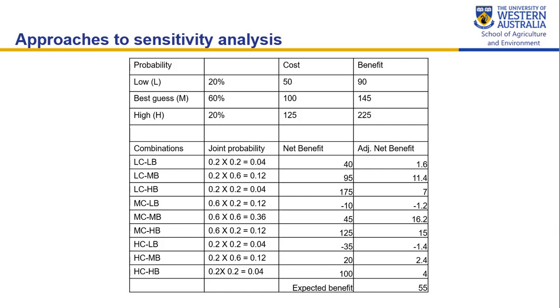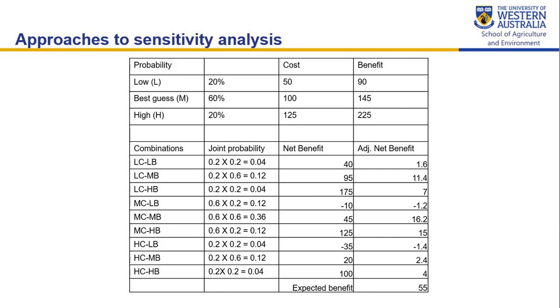The probability tells us that there is a 20% chance of getting a low cost of $50 and or a low benefit of $90. Conversely, there is a chance of getting high cost and or high benefit. Here we have assumed that there is a 20% chance that the cost would be high, or $125, and the benefit would be high, $225. So given these scenarios, we have to calculate the expected benefit of this project.